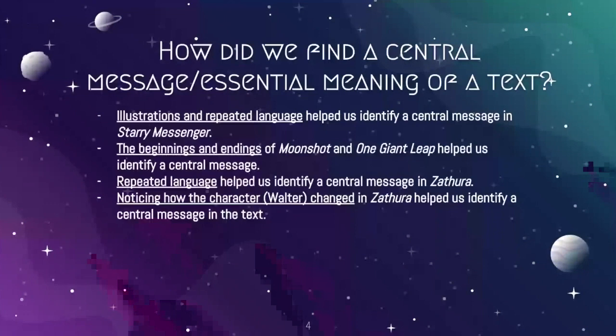How did we find the essential meaning of a text in Module 2? Well, similarly to Module 1, we looked at the illustrations and repeated language to help us identify the central message in Starry Messenger. We also looked at the beginnings and the endings of our texts, like Moonshot and One Giant Leap, to help us identify a central message. We also looked at repeated language that helped us identify a central message in Zathura. And we also looked at the beginning and ending of Zathura, especially noticing how the character Walter changed from the beginning of Zathura to the end to help us identify another central message in the text.